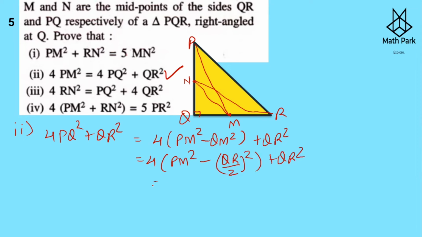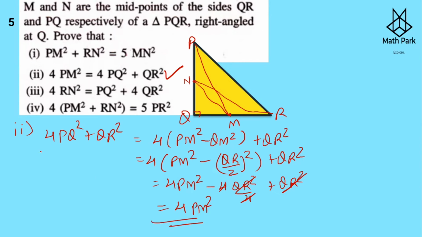So we get this as 4 PM square minus 4 times QR square upon 4 plus QR square. So the 4 cancels, QR square minus QR square cancels, and we get 4 PM square, and hence proved. So this is how 4 PQ square plus QR square is equal to 4 PM square. Done with the second one, let us start with the third part.